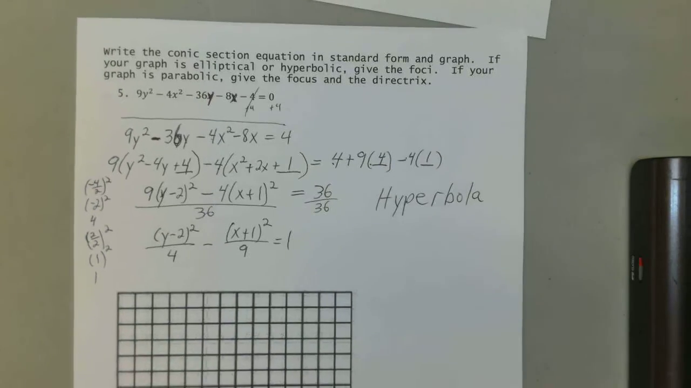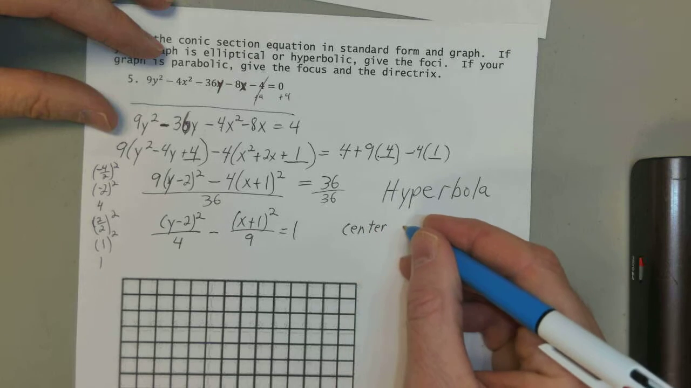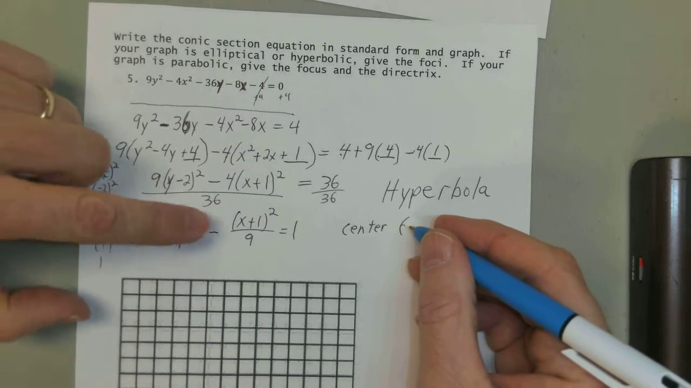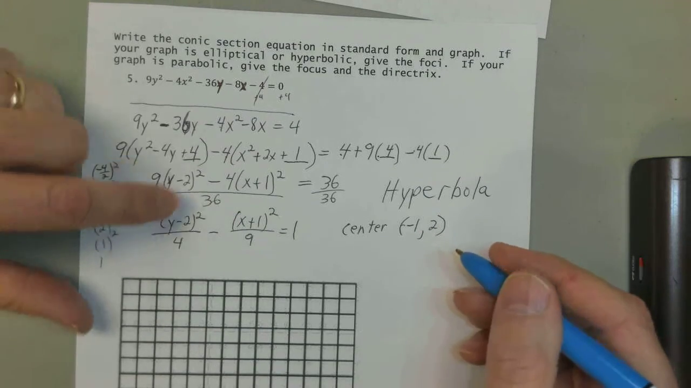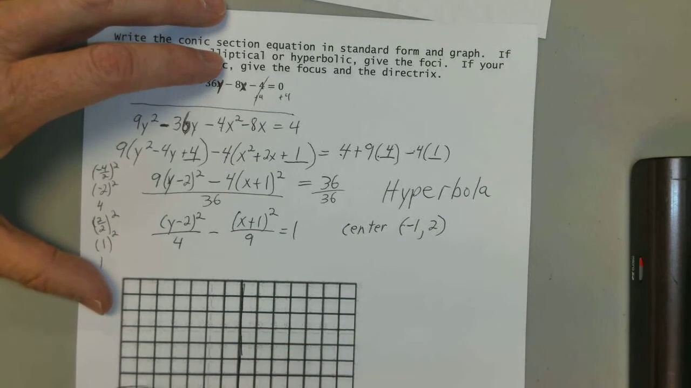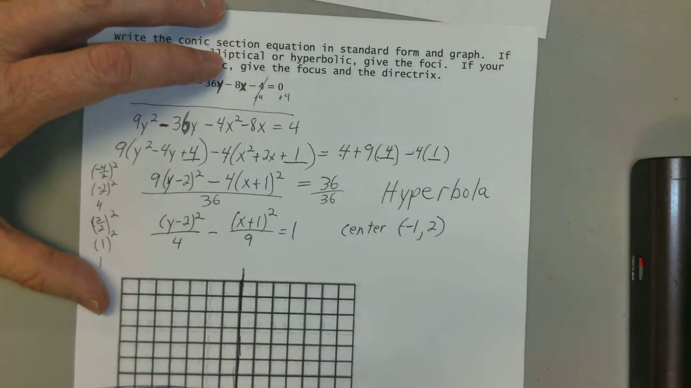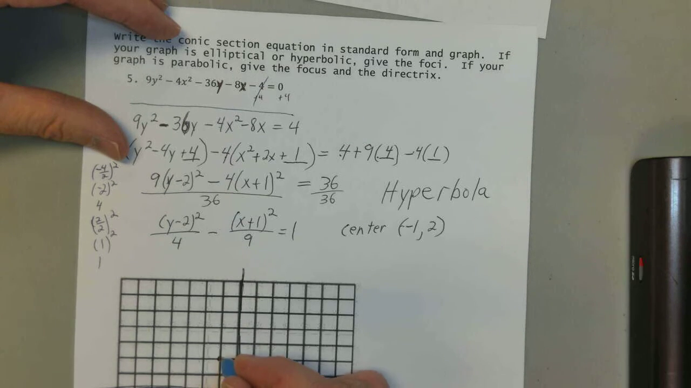Now, the center of our hyperbola is at, the x-coordinate's negative 1, the y-coordinate is positive 2. So the center is at negative 1, 2. So maybe just draw this in the middle a little bit as much as possible. Okay, so I'm going to put negative 1, 2 here. That's the center of my hyperbola.